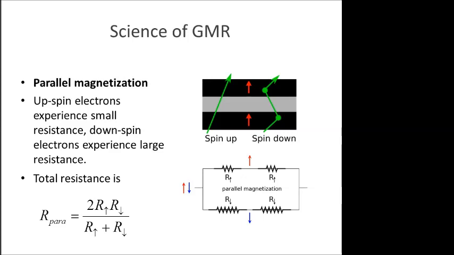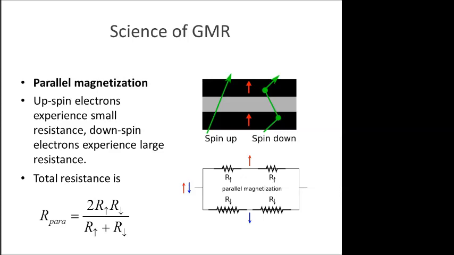So upspin electrons experience small resistance, because over the upspin we have to make population inversion, and so upspin electrons have small resistance and downspin electrons experience large resistance because there it holds the electron. It is observed through the upper layer and there the electrons are held on, so it can't leave the electrons as easily, and so it experiences large resistance.